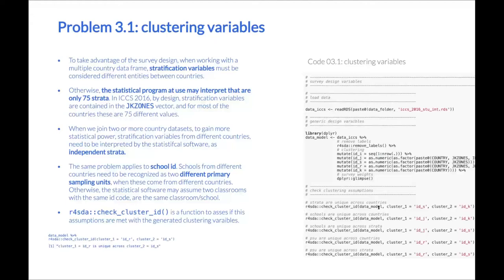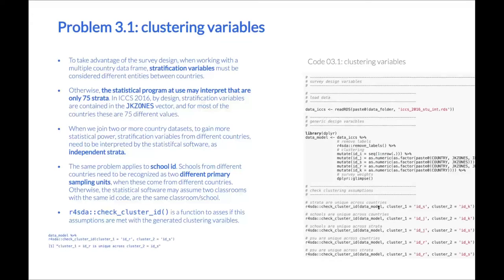The main point here is that the original school ID from ICCS, for example, can be repeated between countries. That means that, let's say in Colombia, there is a school that is called 0001. And then in Netherlands, there is also another school that is called 0001. So if I put Colombia and Netherlands in the same table, and then I submit that table to a common multi-level package or library, the software may not know that school 0001 from Colombia and school 0001 from Netherlands are different schools. So we need to tell the software that these are two different schools.